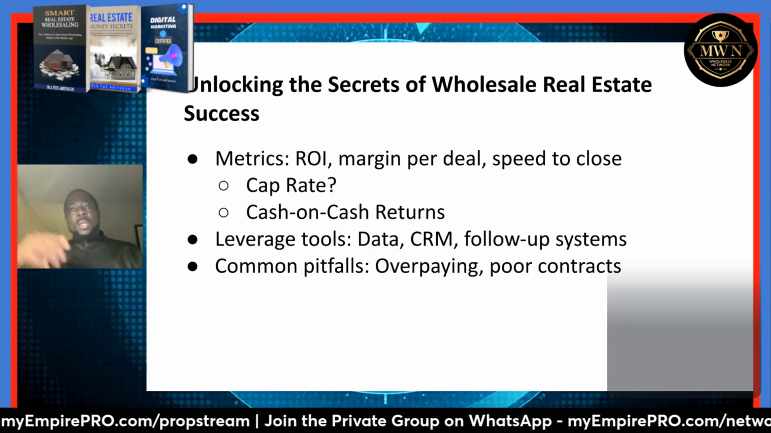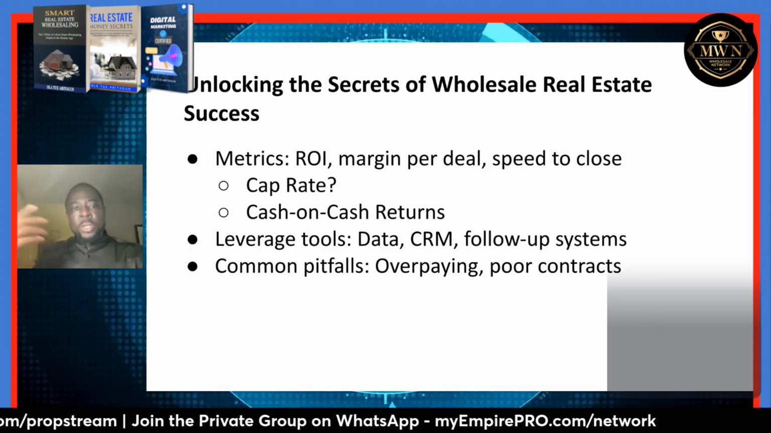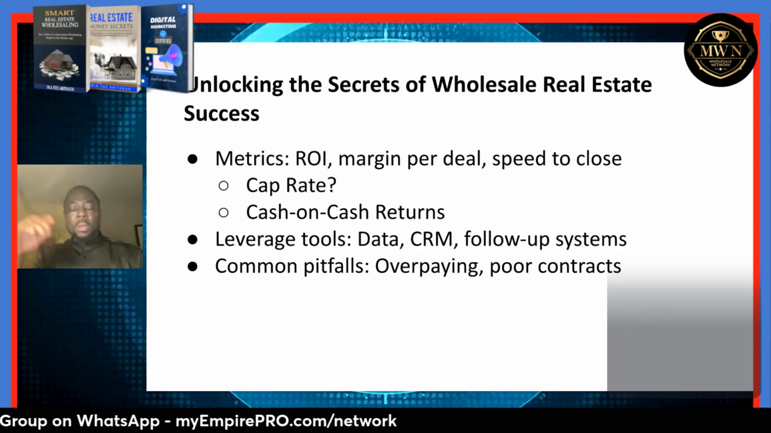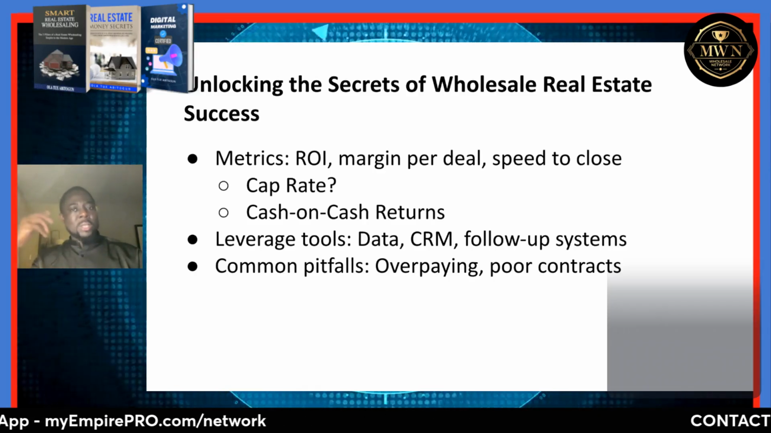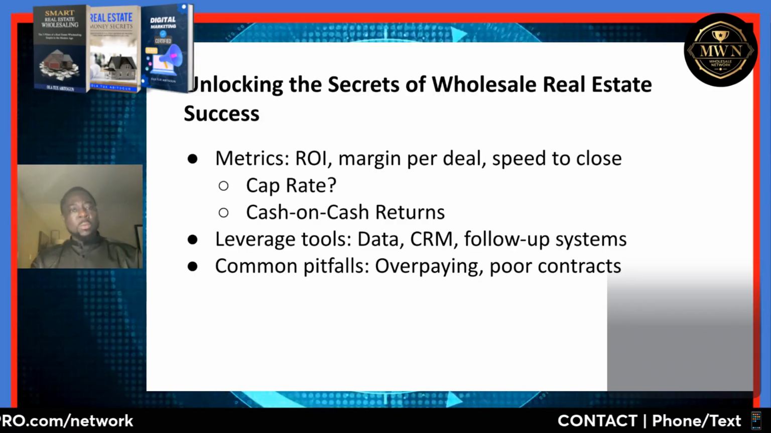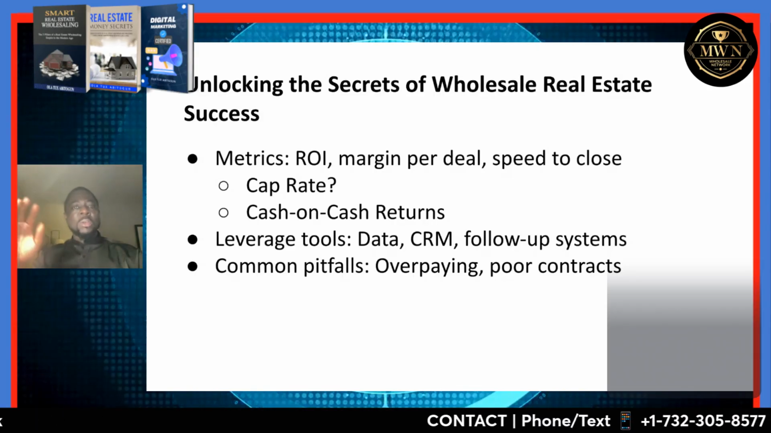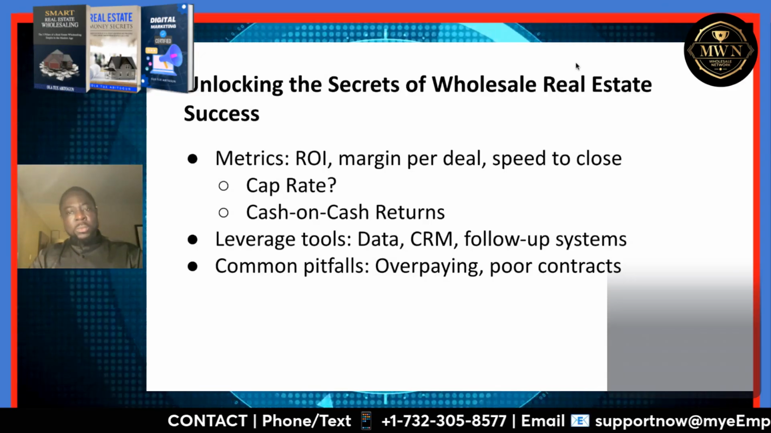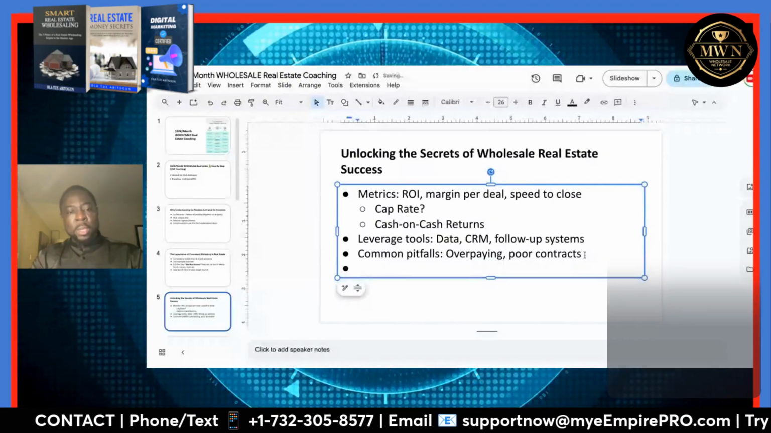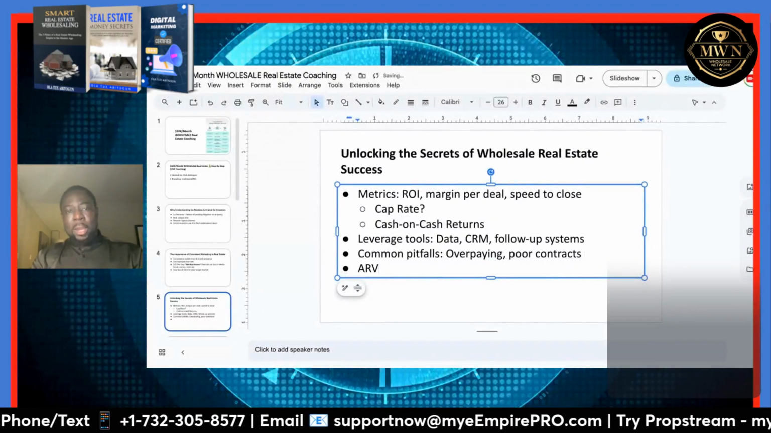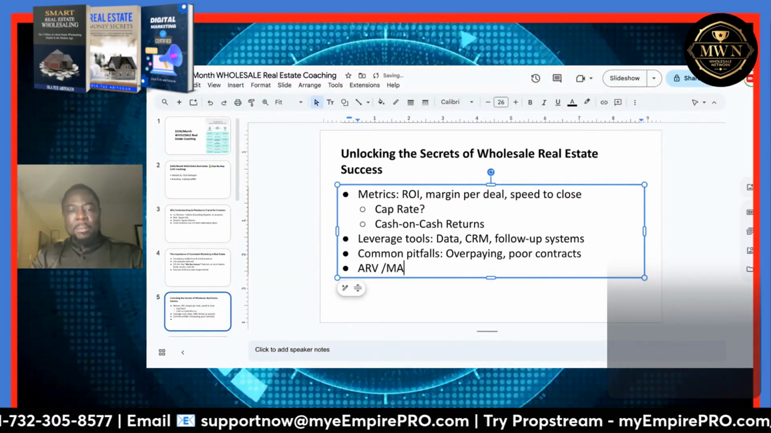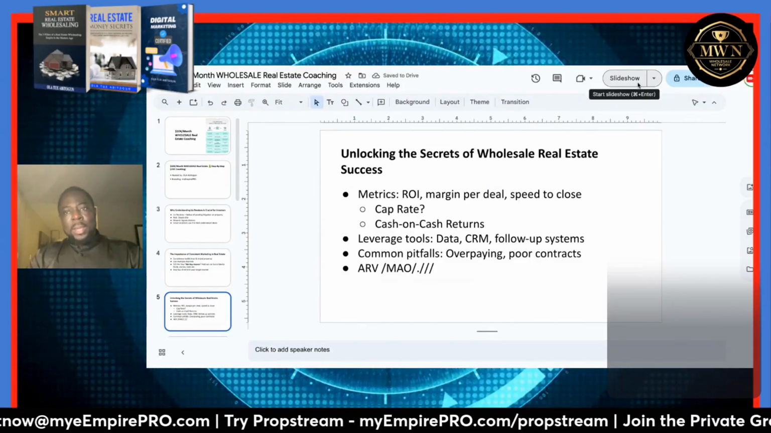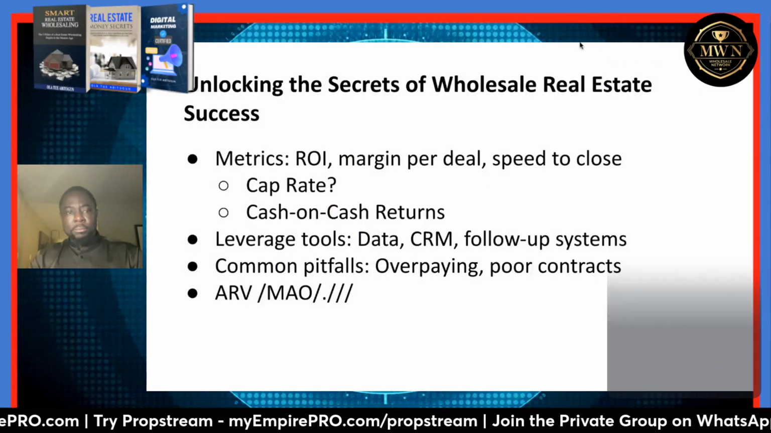All right. So, in order to make it specific and measurable, we need to know what metrics to track. Okay. I want to give you some more specific metrics around wholesale real estate. Honestly, what you really want to pay attention to are two additional ones here. They're called the ARV and the MAO. But I'll tell you a little bit more about that in a second here.